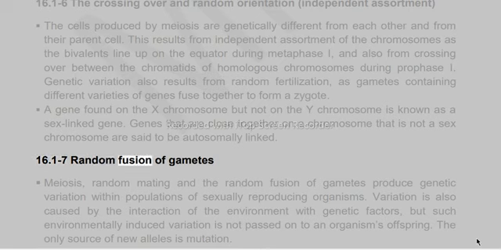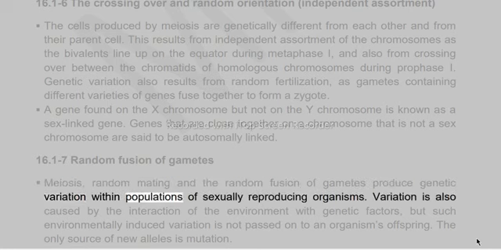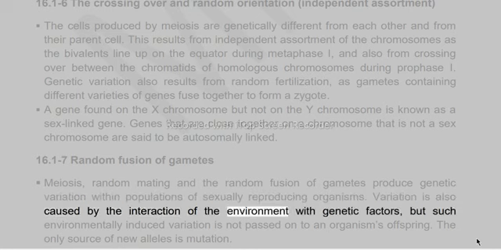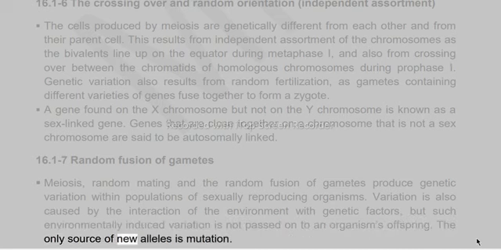16.1.7 Random fusion of gametes. Meiosis, random mating, and the random fusion of gametes produce genetic variation within populations of sexually reproducing organisms. Variation is also caused by the interaction of the environment with genetic factors, but such environmentally induced variation is not passed on to an organism's offspring. The only source of new alleles is mutation.